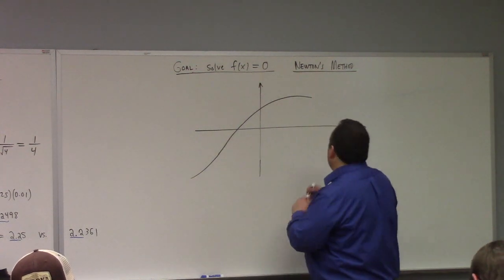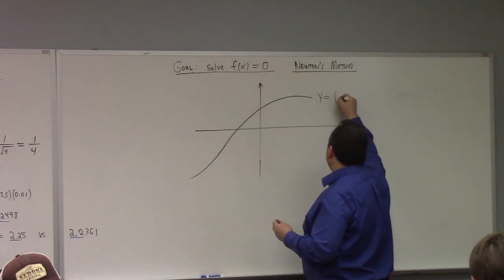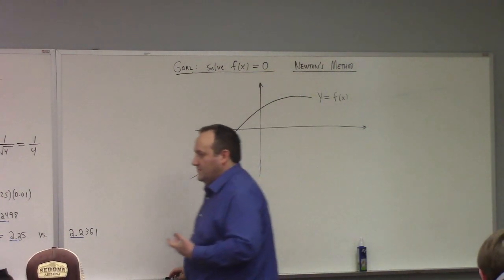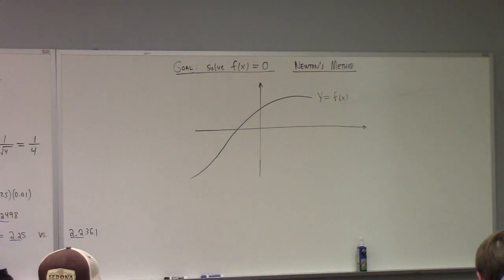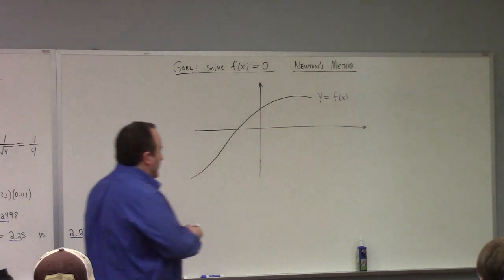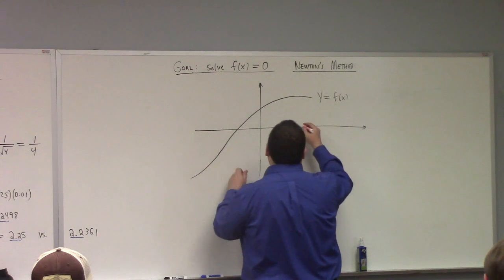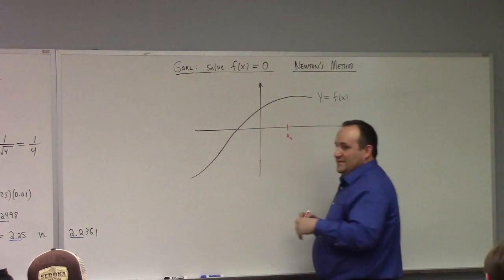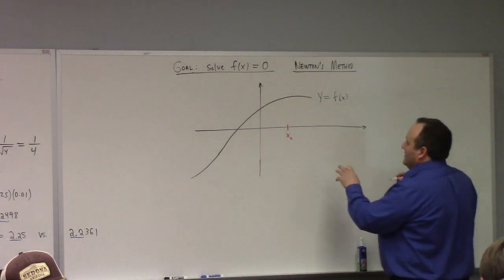here's a graph y equals f of x, theoretically, okay? We want to solve this. So the first thing you have to do is make a guess. Newton's method starts with a guess. So I'm going to illustrate the guess by saying my initial guess is going to be right about here, because I want the graph to be interesting, okay?